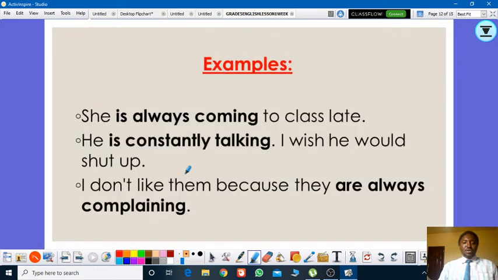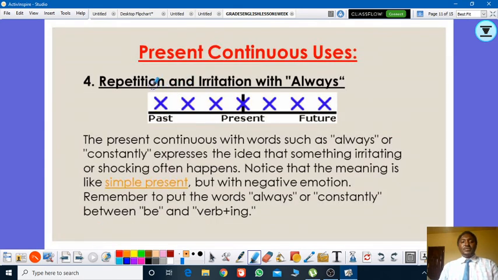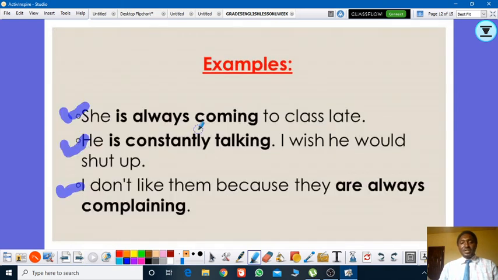Let's go to the examples. She is always coming to class late. That's something negative. He is constantly talking. I wish he could shut up. I don't like them because they are always complaining. So as you can see, all these sentences show some kind of irritation or repetition, something that is continuously happening and it is irritating. It is not something good.